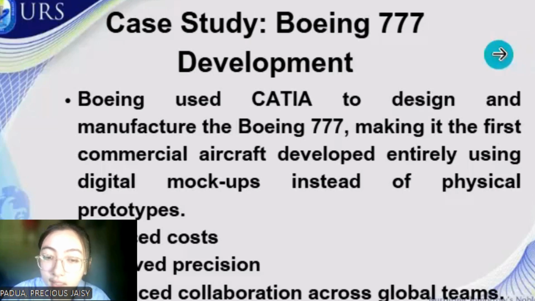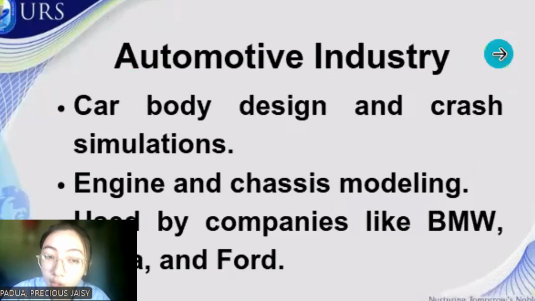Next is the automotive industry. In the automotive sector, CATIA helps design car bodies, simulate crash impact, and model engines and chassis components. Companies like BMW, Tesla, and Ford rely on CATIA for efficient vehicle design and safety improvement.